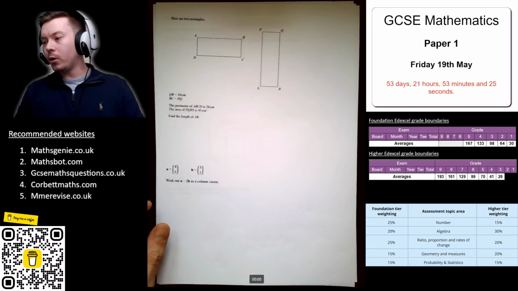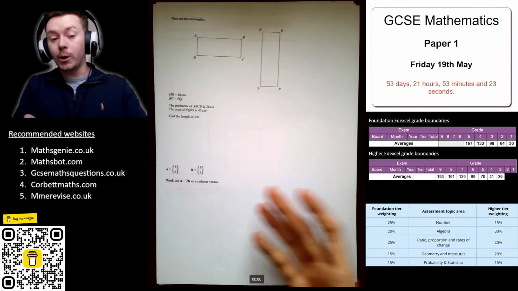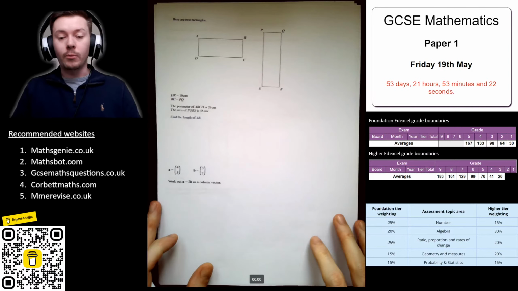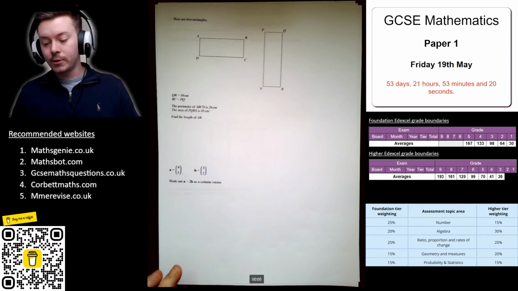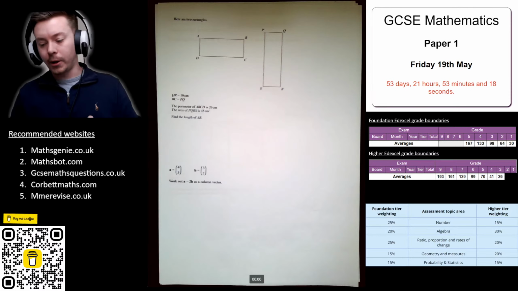Okay, nearly on to the higher questions, but these would be on the higher paper anyway, or they were on higher papers, because these were the end of the foundation papers.